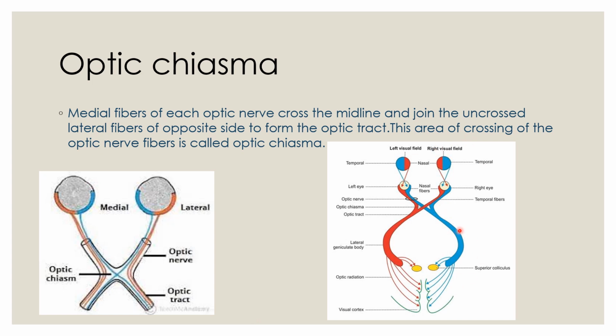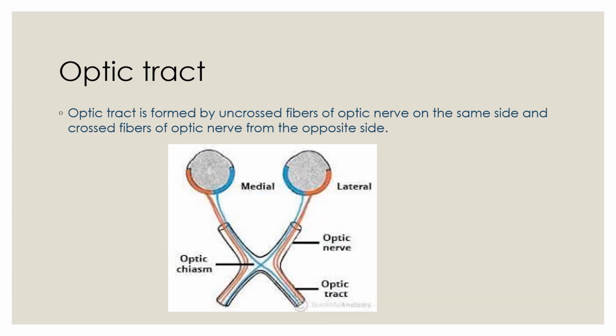If we look into this image, here it will be the medial and the lateral fibers of the optic nerve. Optic chiasma here. The medial fibers are crossing each other, which forms the optic chiasma. Let's look into the next component. Now we are going to study about the optic tract.